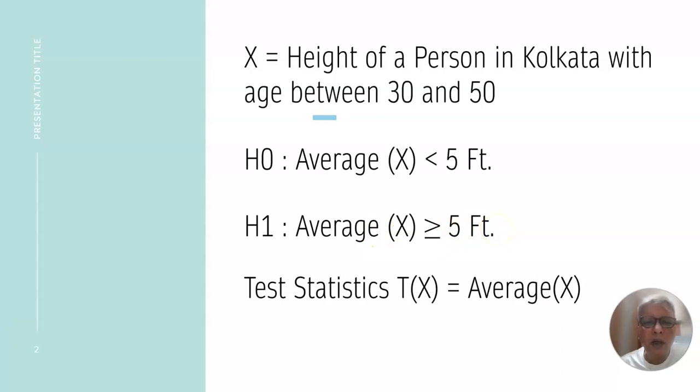So now to do the test, we need a test statistic. The test statistic is the average of the sample. So for the testing, we take some data. We take 1,000 people or 10,000 people from Kolkata with age between 30 and 50, and we record their heights. And the test statistic is the average height of the sample.